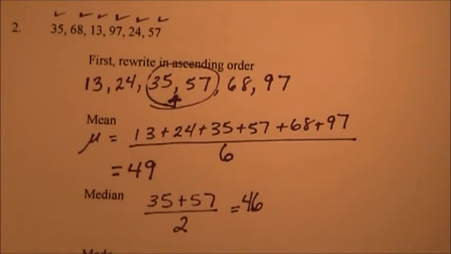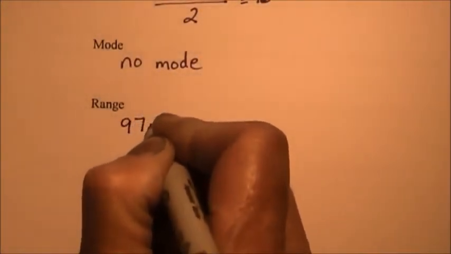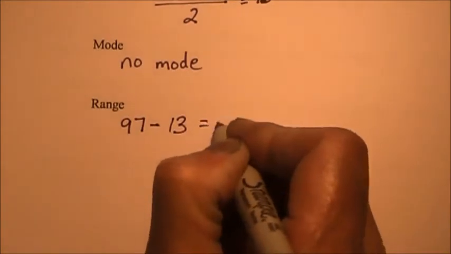Lastly, we have the range. Range is our largest minus our smallest. So looking at it, our largest number is 97. Our smallest is 13. 97 minus 13 is 84.